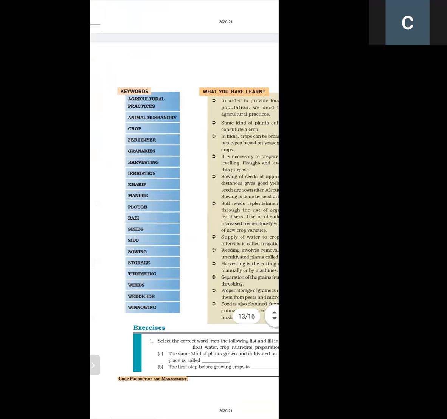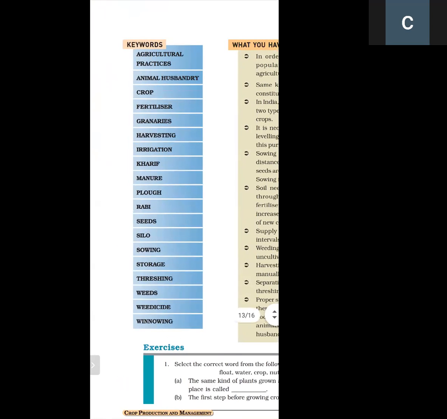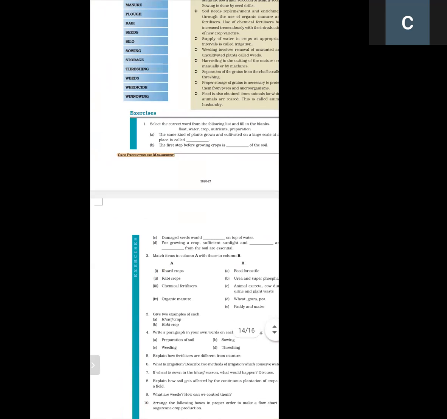You have to write these keywords in your fair notebook. Agricultural practices. What do you mean by animal husbandry? What do you mean by fertilizer? Rabi, what is a silo, what is sowing, what is storage, what is threshing, what are weeds, what is weeding, what is winnowing. And complete the question answers which we discussed in the fair notebook.